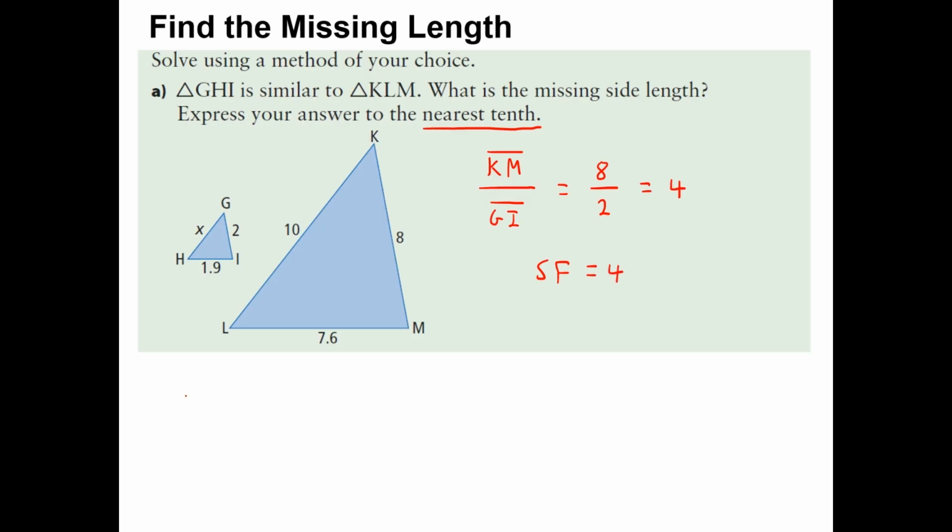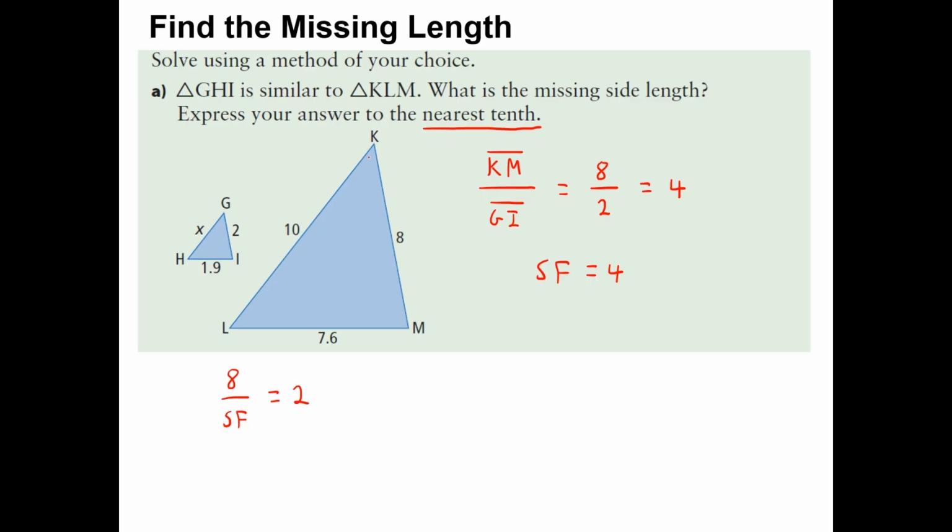Now, the scale factor is important because I can use it to find the different lengths of corresponding sides. So for example, if I didn't know what 2 was, but I knew my scale factor and I knew KM equal to 8, I can simply say 8 divided by my scale factor, and that would automatically get me 2. Hence, if I also had the side 2 and I didn't have the side 8, and I know my scale factor, I can simply take 2, multiply it by my scale factor of 4, and get 8.